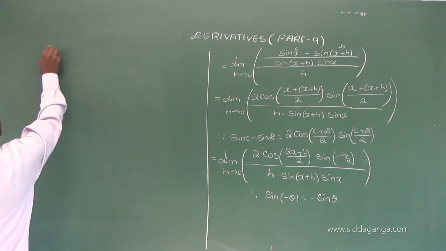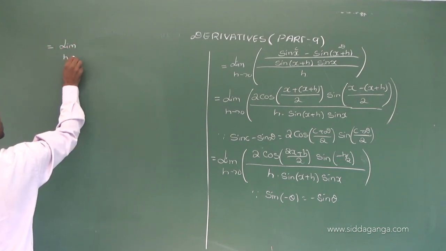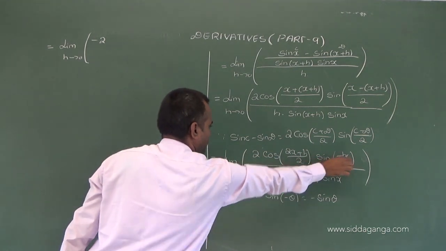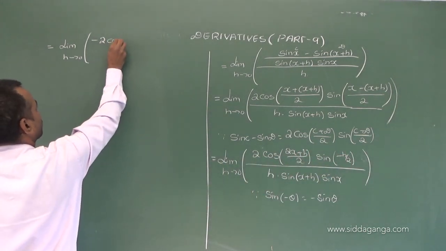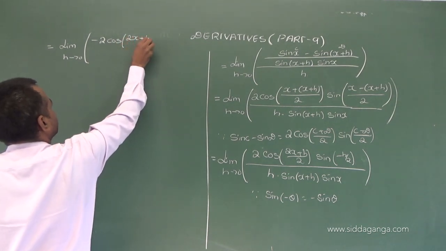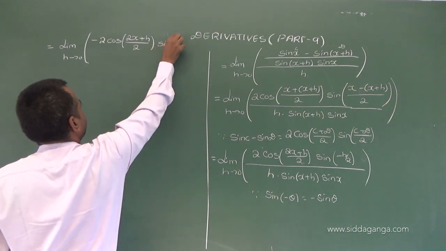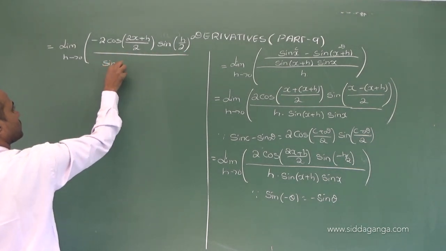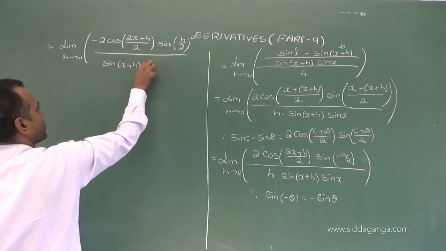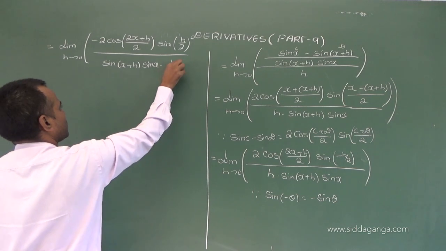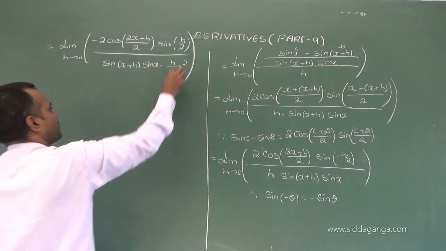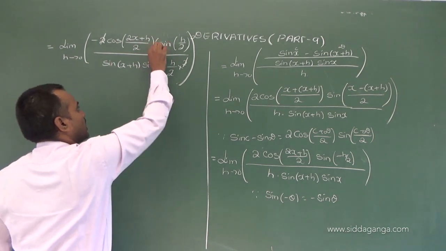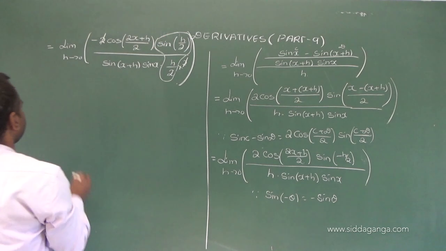So that is equal to limit h tends to 0, minus 2 right outside, because sine of minus theta is minus sine theta, that minus goes right outside. 2 cos of 2x plus h by 2 into sine of h by 2, whole divided by sine of x plus h into sine x into h. Multiply and divide by 2, so the 2 gets cancelled. This is one function and this is another function. We separate into two parts.